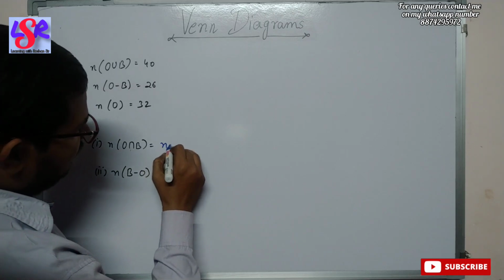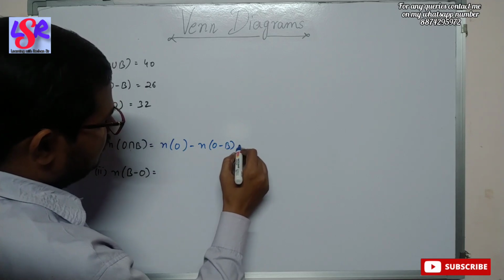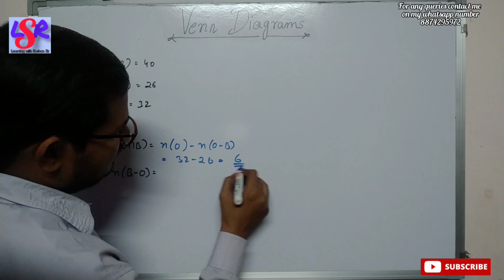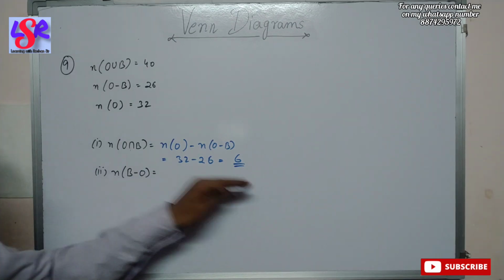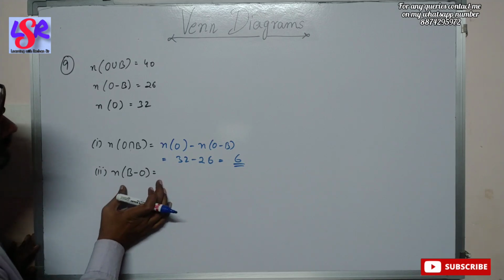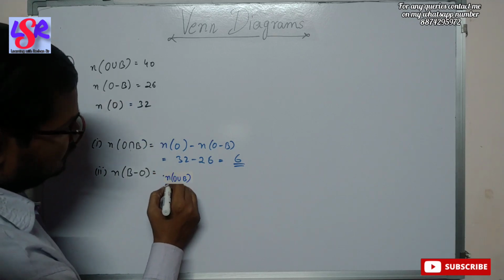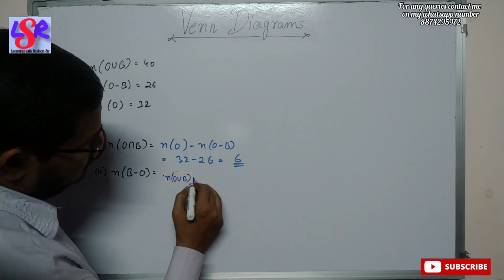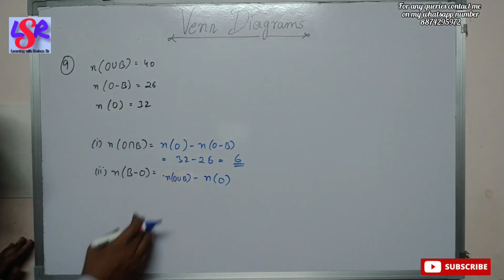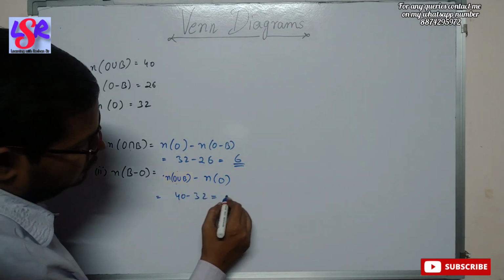So this will be n(O) minus n(O minus B). That is equals to 32 minus 26. So we have 6 as answer. So there are 6 students who like both banana and orange. Now we have to find B minus O. So B minus O are the students who like only banana, and they are n, the universal set, minus n(O). जो orange के सारे अगर हम हटा देते हैं, in that case we will be getting only banana. So we have 40 minus 32, that is equals to 8.